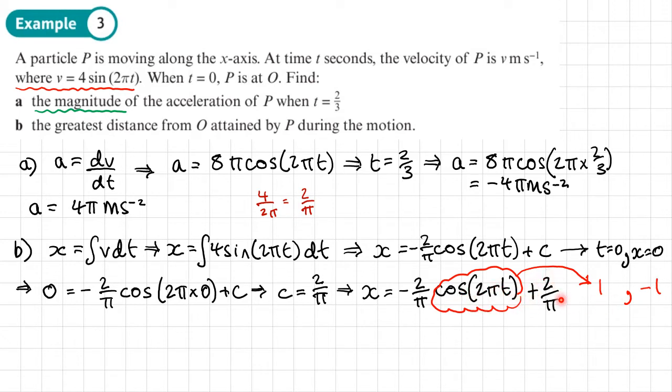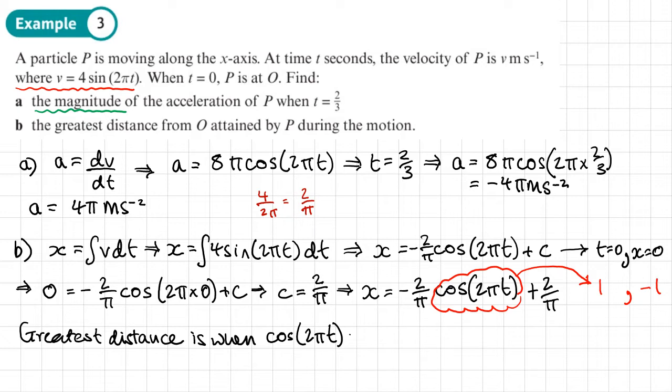Well, we've got this 2 over pi here. We're going to get the greatest distance when we can add another 2 over pi. That's going to happen when the cos 2 pi t bit is equal to -1. So I'll just put greatest distance is when cos 2 pi t is equal to -1.